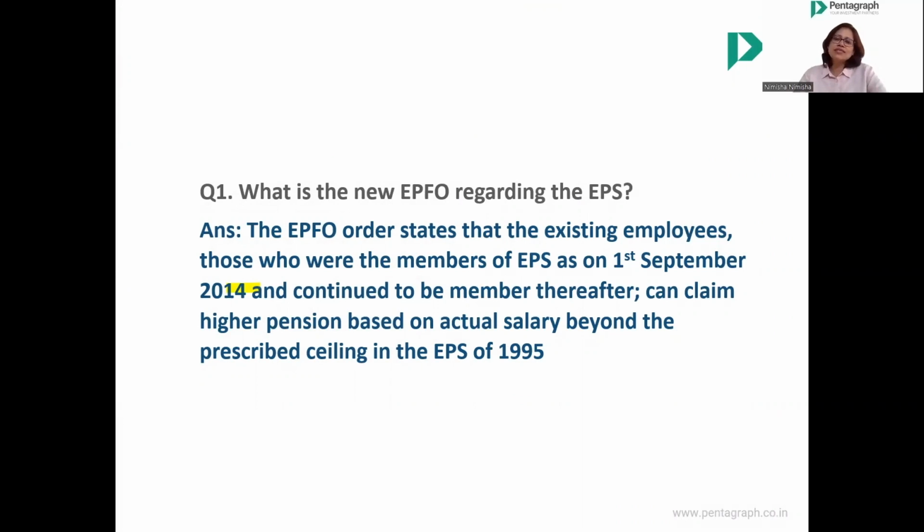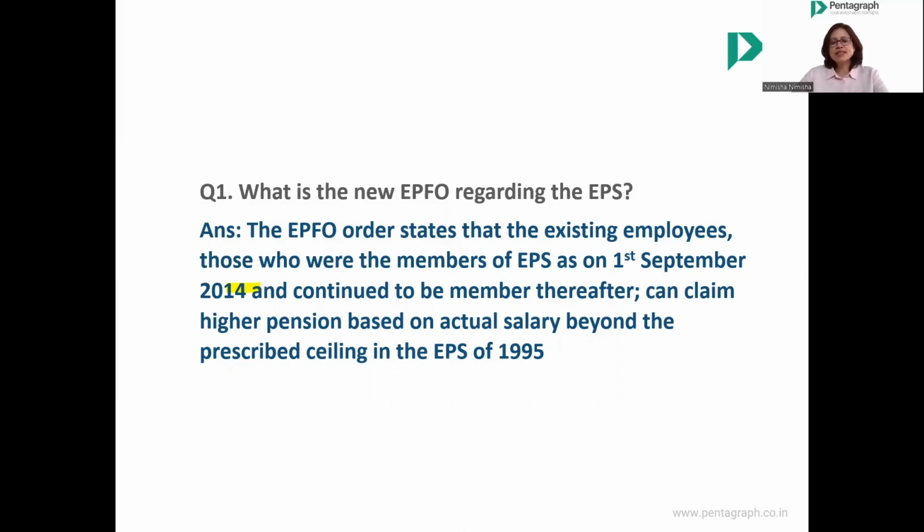The EPFO order states that existing employees, those who were members of EPS as on 1st September 2014 and continue to be a member thereafter, can claim higher pension based on the actual salary beyond the prescribed ceiling in the EPS of 1995. So basically, two points to be noted here: you should be a member of EPS on or before 1st September 2014, and you should also be in continuous service. If there has been any discontinuation of service, you cannot apply for the higher pension.